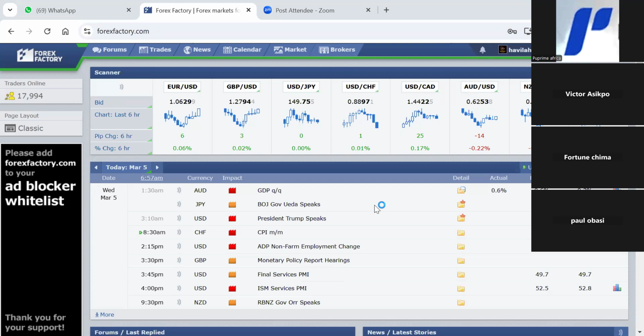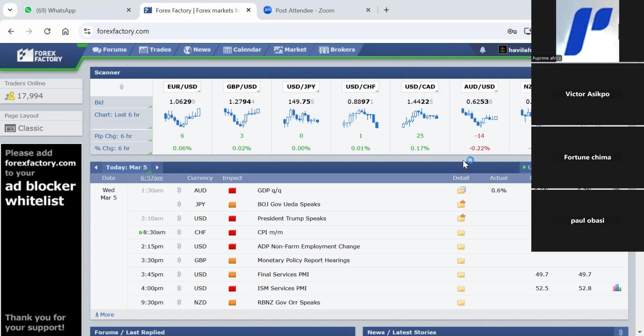Now, we'll check the fundamentals first, then we'll go over to the technicals and see what the market has in stock technically. On the fundamental side, there were a few news items released in the middle of the night. That's nighttime here in Nigeria, but for other countries, like at 1:30 a.m., that was GDP, gross domestic product, from Australia. The Bank of Japan governor gave a speech. There was also a speech from President Trump in the United States, but those happened in the course of the night while we were possibly sleeping here in Nigeria, Africa, or even Europe.